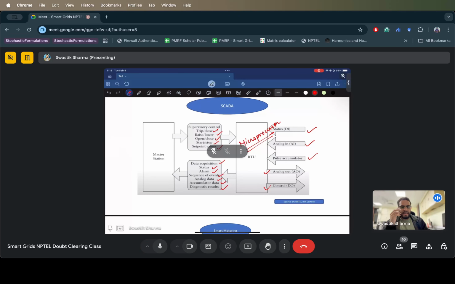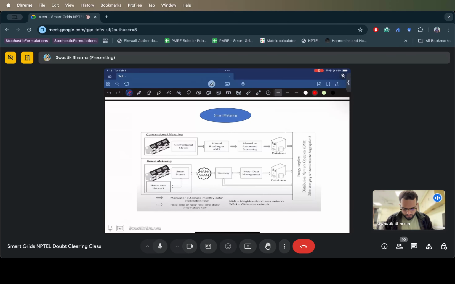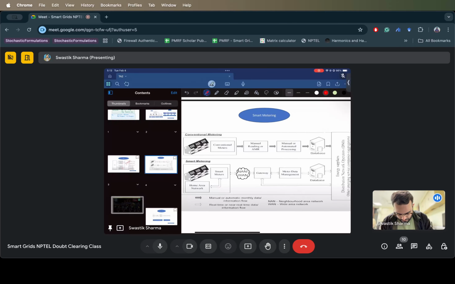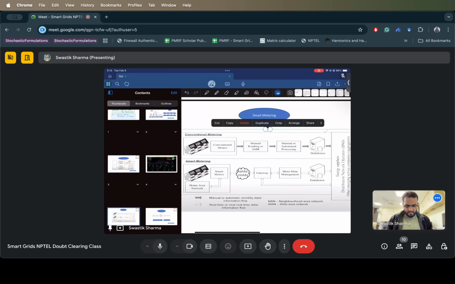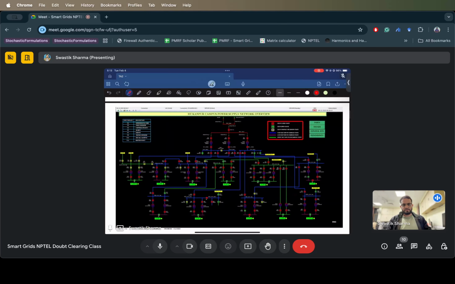So that is the function of SCADA, right? Now let's move forward. So we discussed, and this should come. So let me show you how a SCADA snapshot looks like. So I took the liberty of getting the SCADA screenshot of our whole IIT Kanpur power supply network.